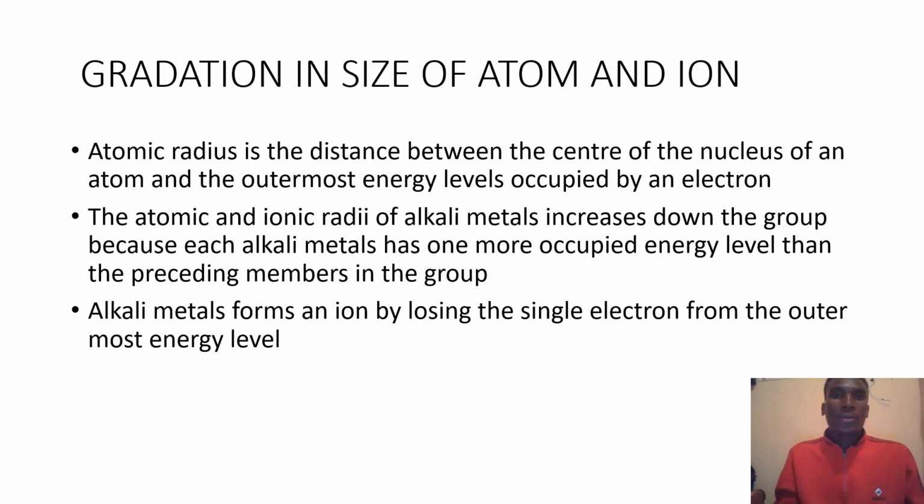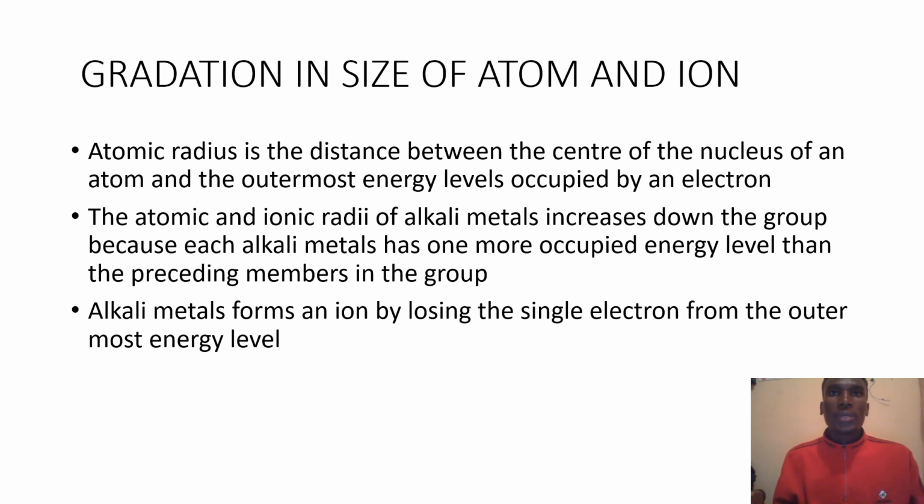Therefore, after the chemical and physical properties of alkali metals, we are going to talk about gradation in size of atom and ion. Gradation is majorly pointed on the atomic radius. Now we can define the atomic radius, which is the distance between the center of the nucleus of an atom and the outermost energy level occupied by an electron or electrons.